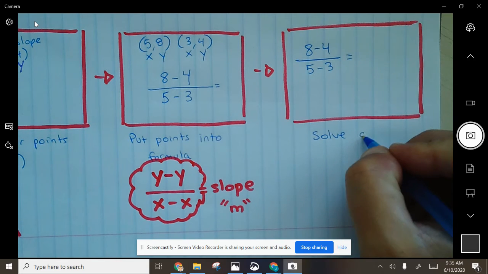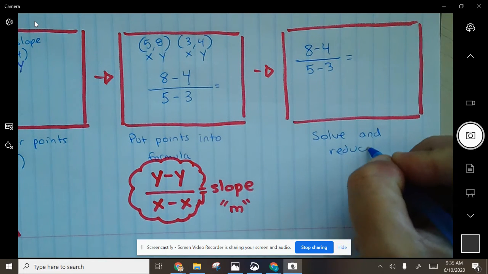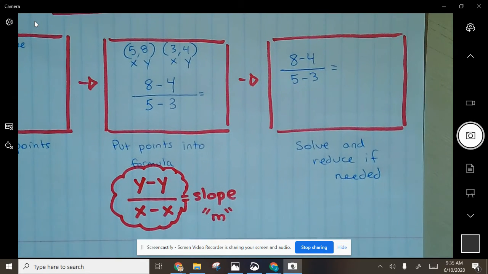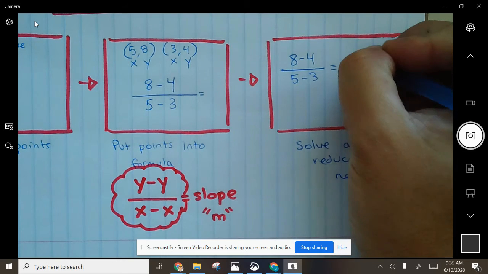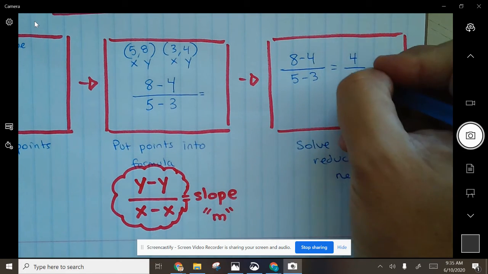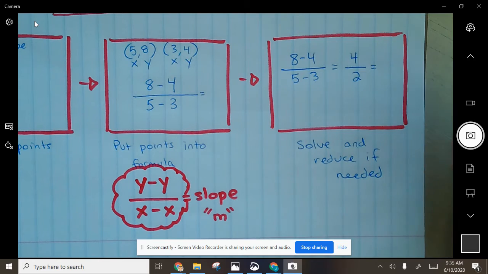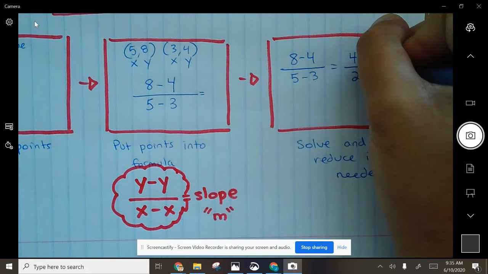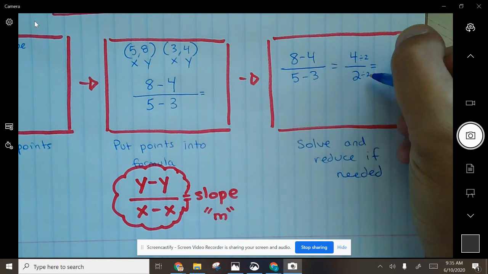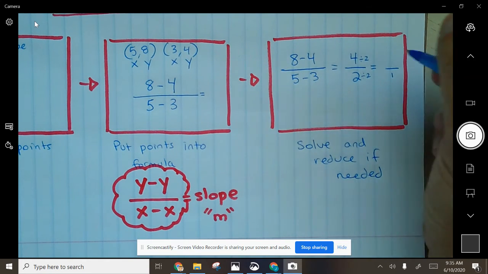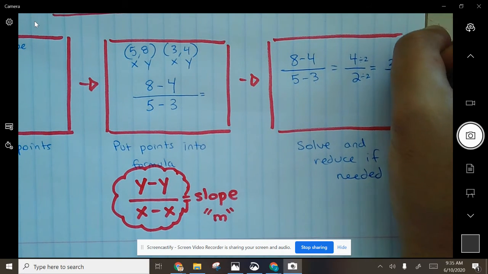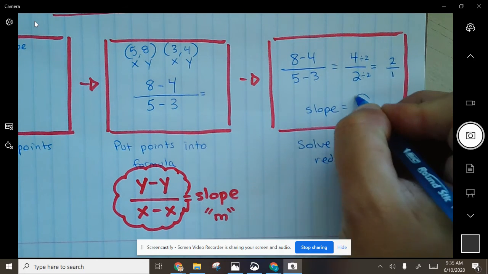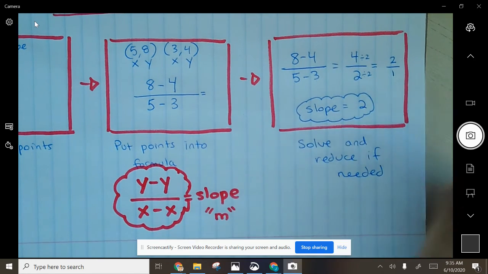Solve, and then reduce if needed. Okay? Solve and reduce if needed. 8 minus 4 is 4. 5 minus 3 is 2. And I said reduce it if you need to. Can 2 go into 4? Can we reduce this by 2's? If you struggle with reducing, we got to get that down. 2 into 2, 1 time. 2 into 4, 2 times. So your answer is 2 over 1, which we can reduce to just 2.